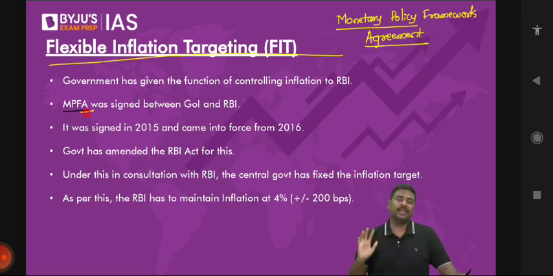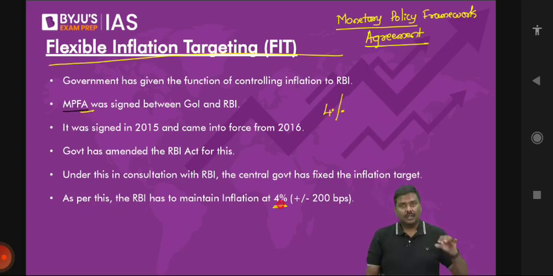Right now, what is the target of inflation given to RBI? It is 4%. Right? And again, what is this 4% here? Is it CPI or WPI? It is CPI combined.